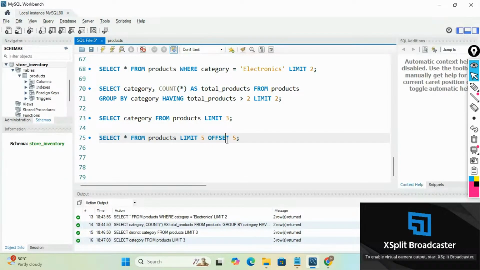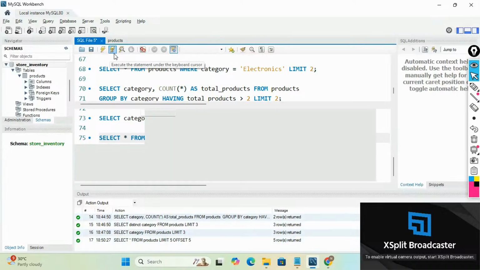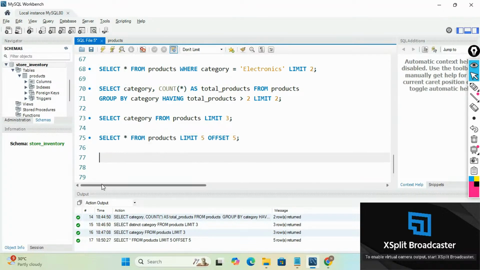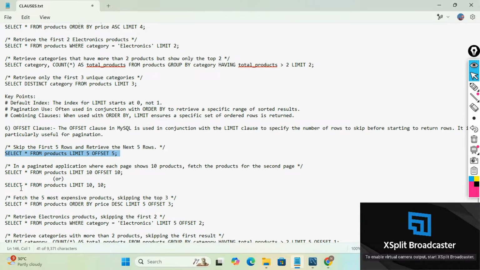Okay, so instead of getting the first 5 records, we'll get the next 5 records. See, what happened to records 1 to 5? They got skipped because of the offset clause. Okay, so in the same way, there are a few more examples.